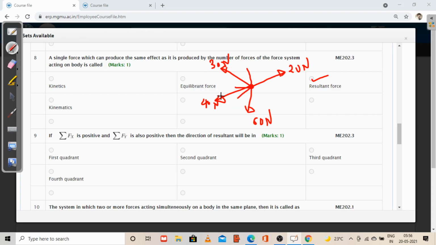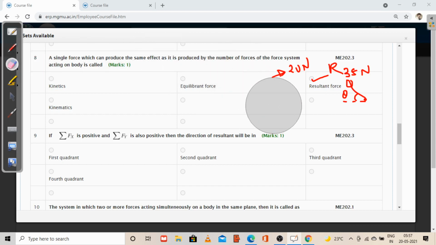So I'm going to convert four forces into a single force. And I will show that this force is going in this direction with some magnitude, that is 35 Newton. So this will be the resultant. And this much force you applied with some angle theta. So it will show the same effect as these four forces are showing. So that is called the resultant.